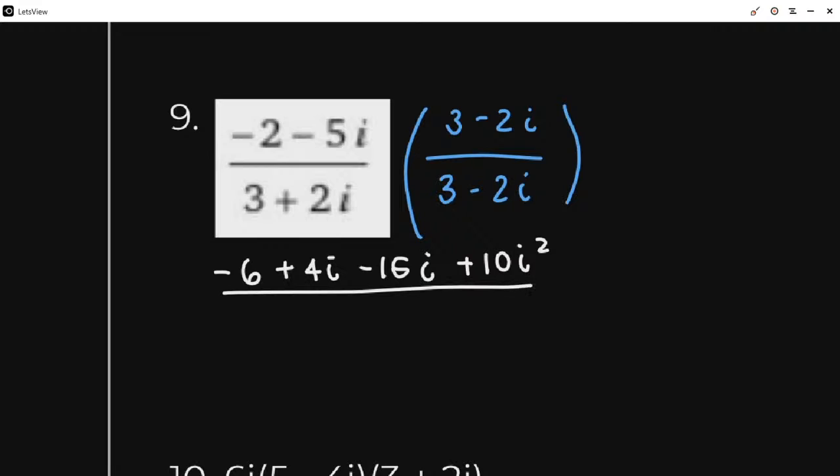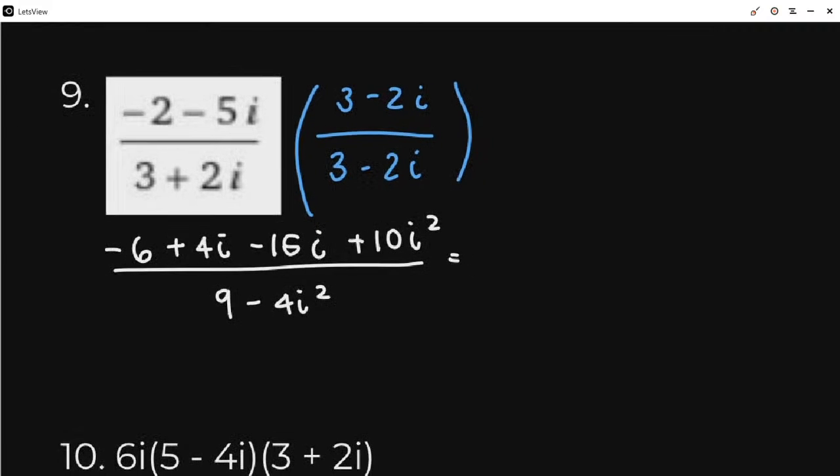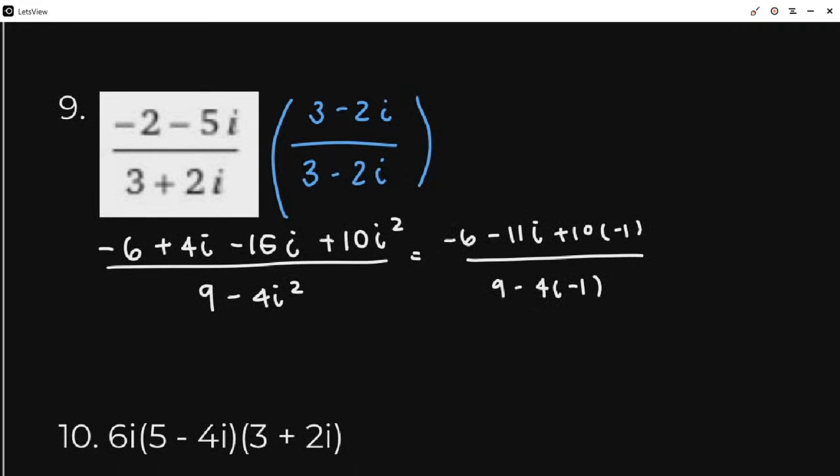And that'll be over 9, because 3 squared is 9, and 2i squared is 4i squared. Okay, so then that will become negative 6 minus 11i plus 10 times negative 1 over 9 minus 4 times negative 1. So that becomes negative 16 minus 11i over 13.